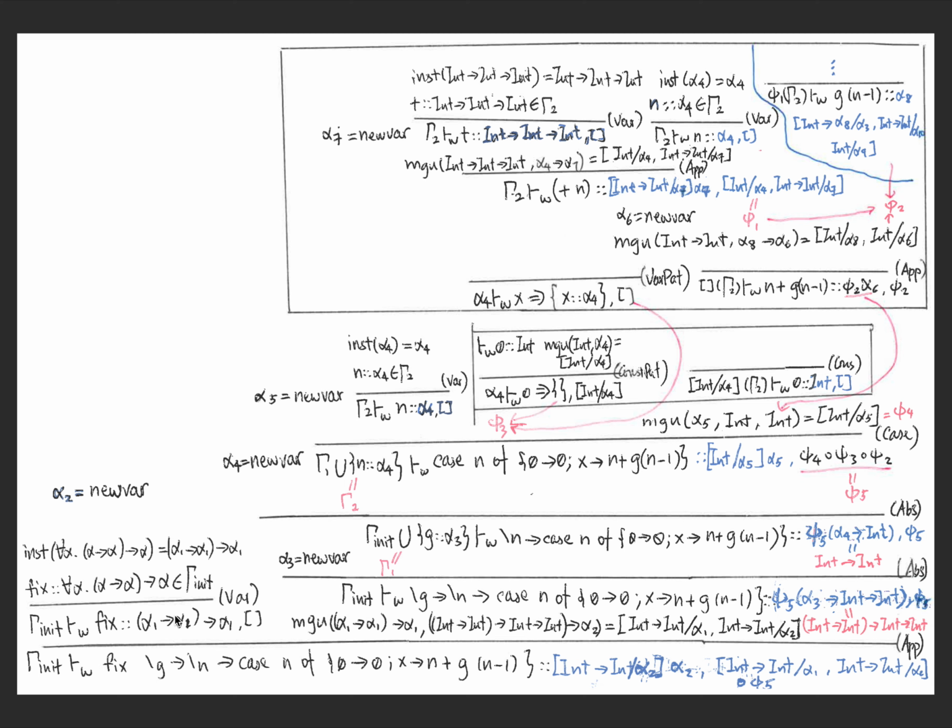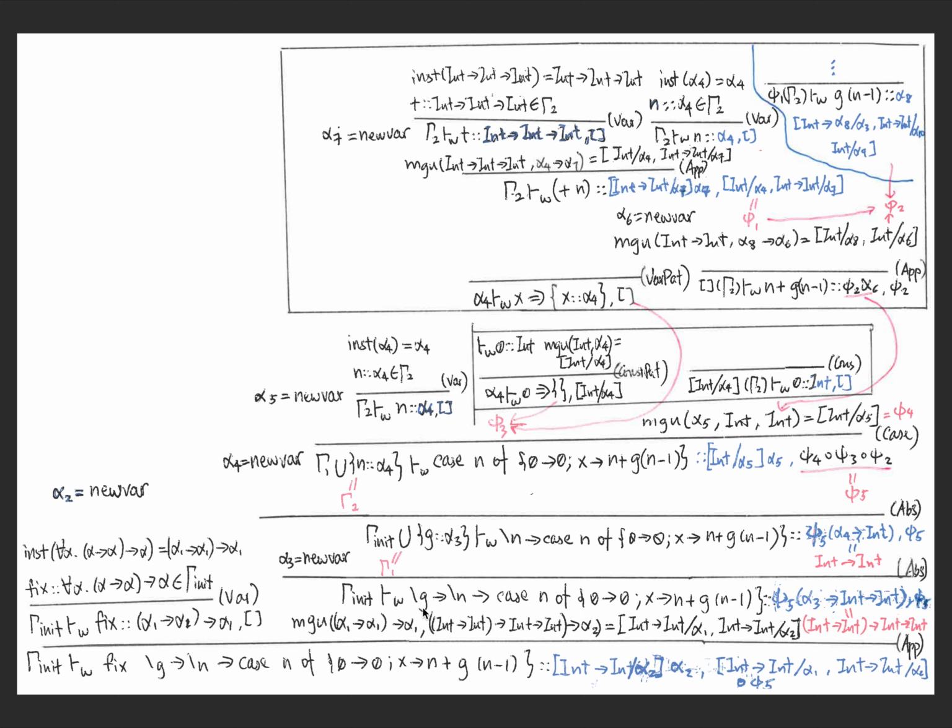Since fix is actually a variable and is recorded in the init environment, we look it up in the init environment, and apply the inst rule to monomorphize the type scheme into alpha 1 to alpha 1 to alpha 1. Okay, so this is the type of fix. Then we look at the right hand side, the actual argument, which is the lambda g right arrow lambda n case of this, which is given here.